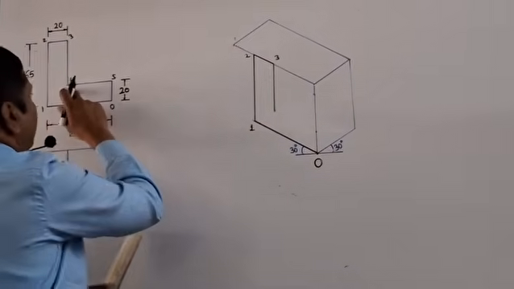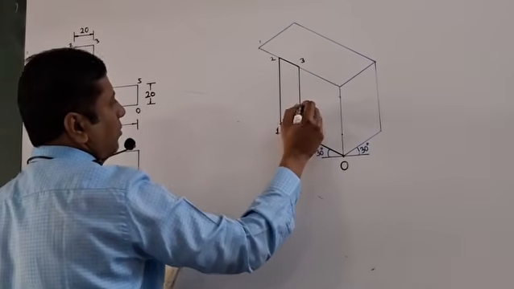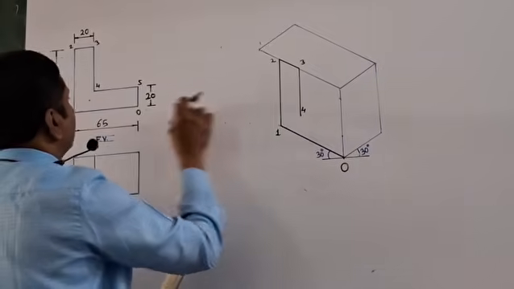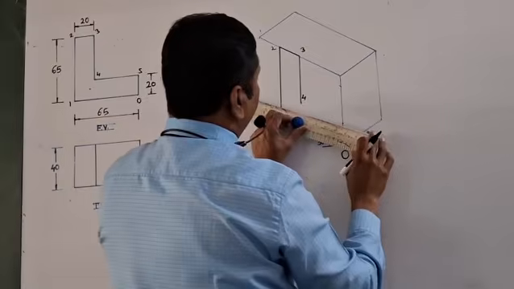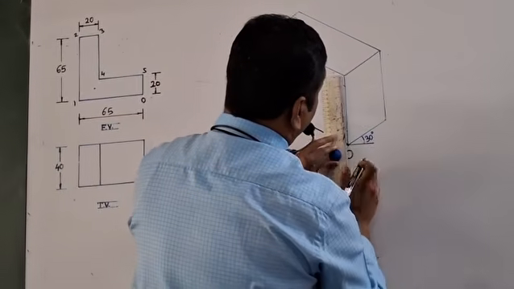And then 4 to 5. This is my point number 4. 4 to 5 is how much? This is 65 again 20. So this is also 45. I can put here.